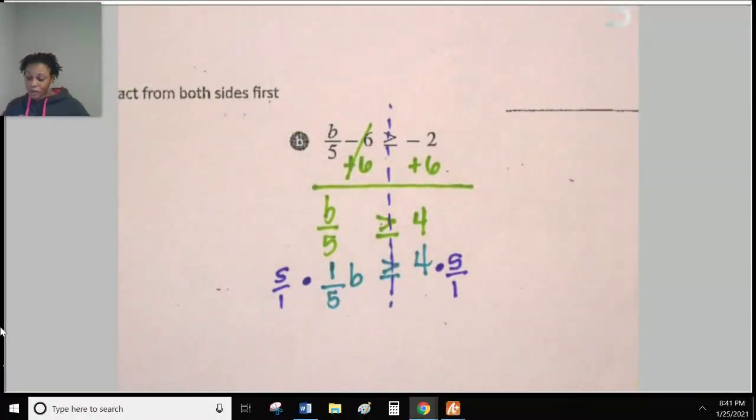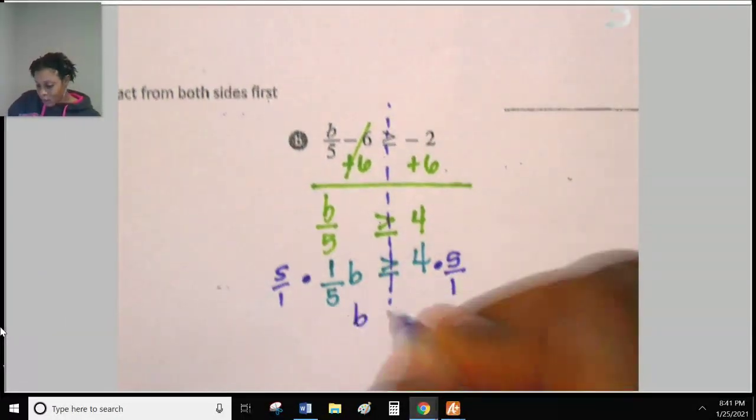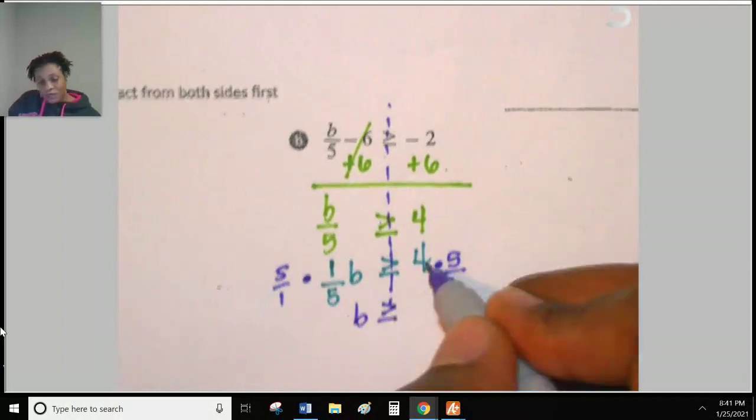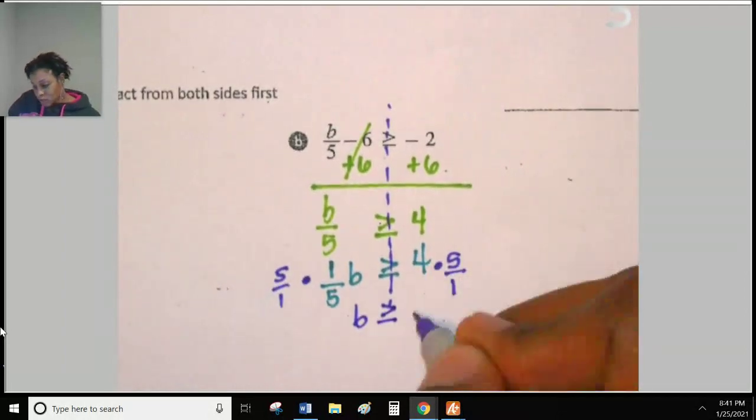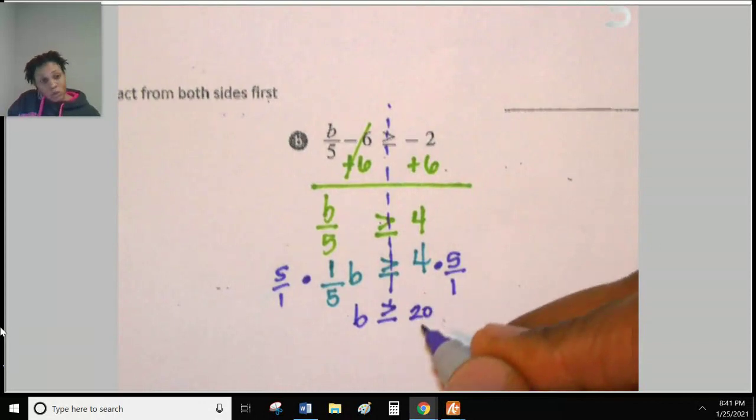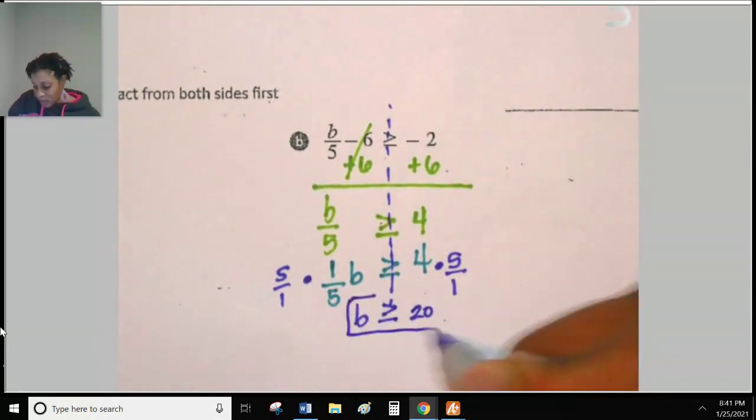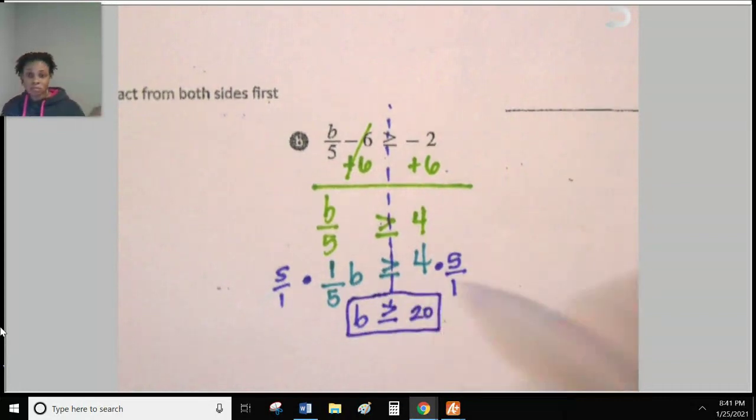5/1. On this side, 5 times 1 is 5. 1 times 5 is 5. 5 divided by 5 is 1. 1 is going to be invisible. We're just going to write the b, bring down my sign. 4 times 5 is 20. 1 times 1 is 1. 20 divided by 1 is 20. So here's my answer. Okay?